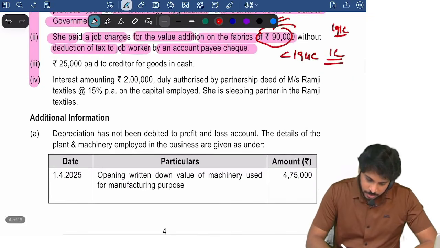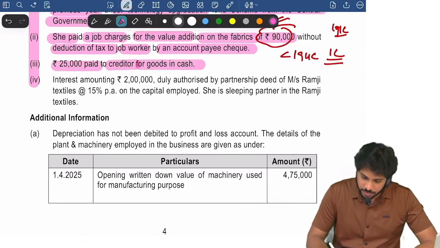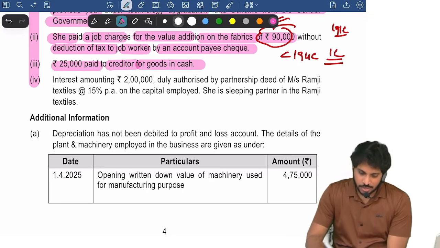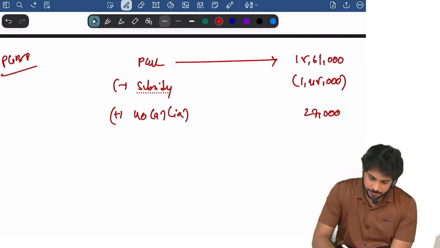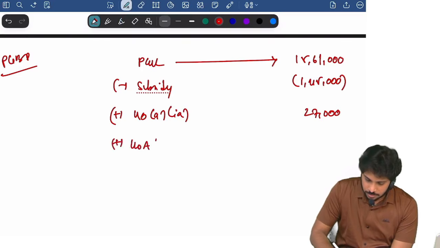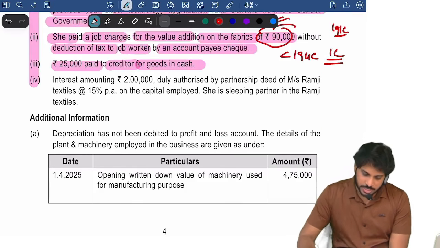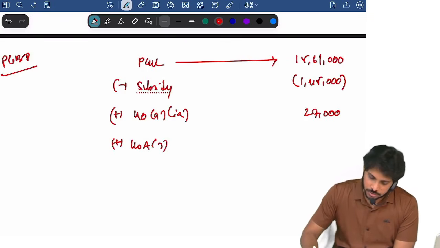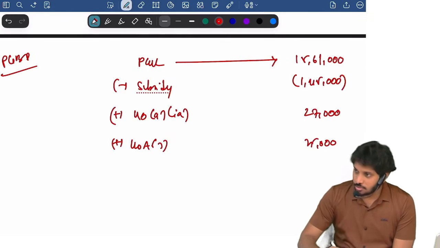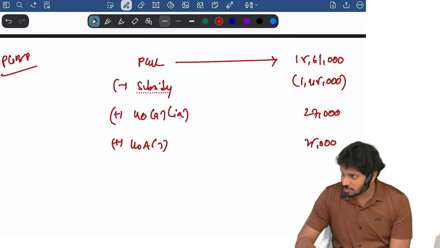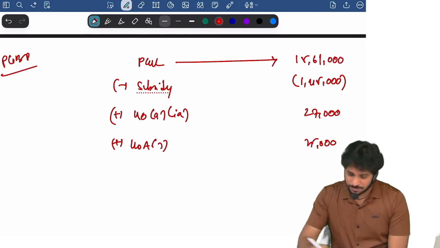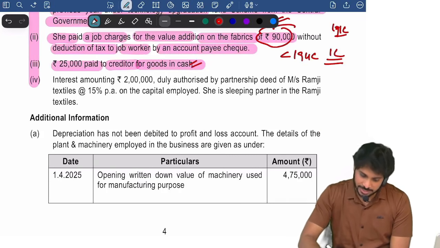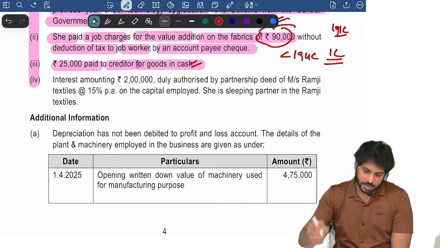Next, 25,000 paid to creditor for goods in cash. 25,000 disallowed. 40A(3). Correct? Everyone? So how much is paid to creditor in cash? 25,000. Yes or no? If it is last year expenditure paid now, it is treated as income. Current year itself paid, it will be disallowed. In both the cases, it is addition only. It's already debited. So we are disallowing it.